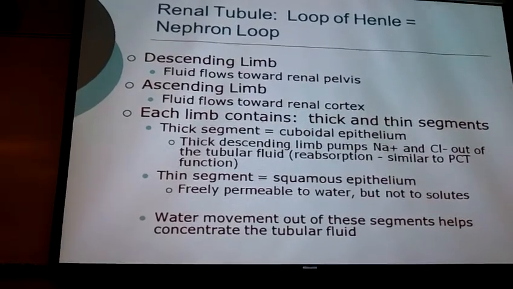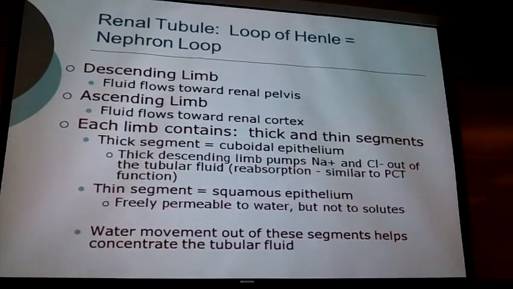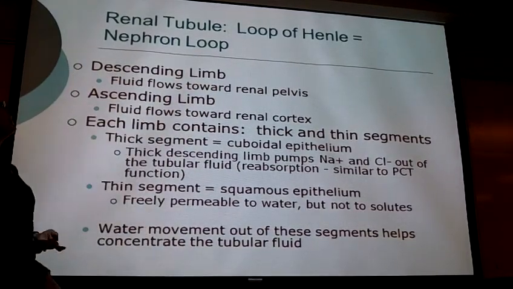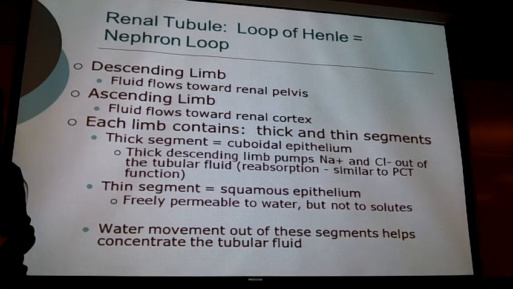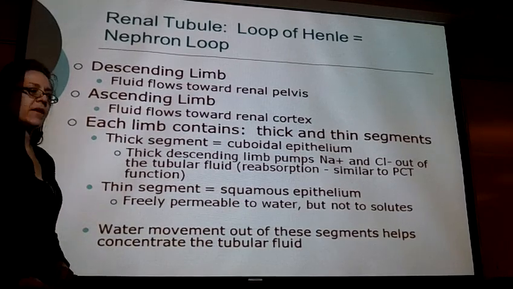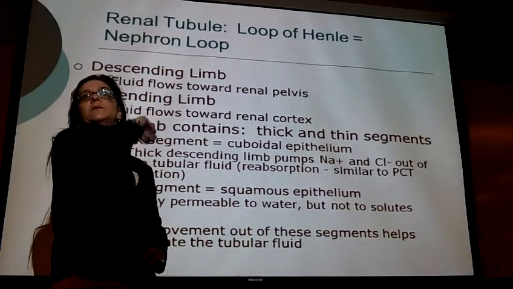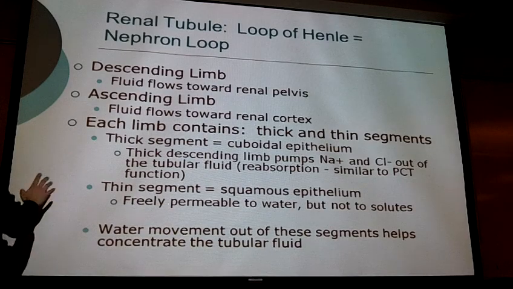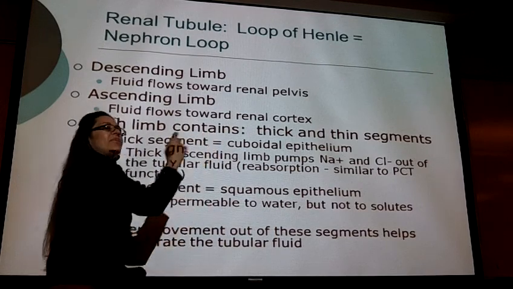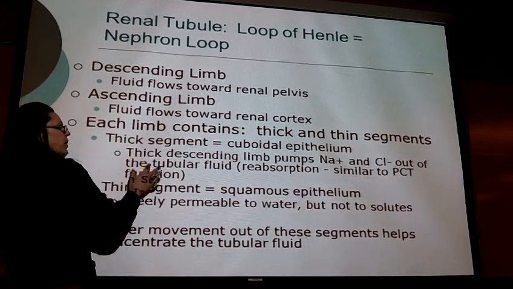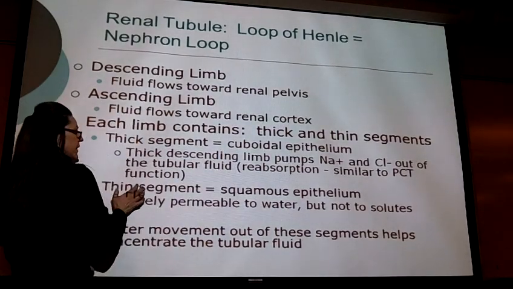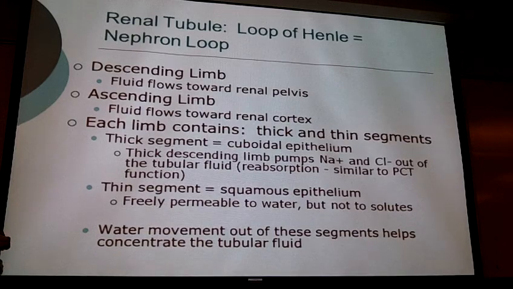Okay, then we're going to go into the loop of Henle, and we're going to see that the loop of Henle has a descending limb. So as it's descending, the fluid is moving towards the renal pelvis, and then it's going to go into the ascending limb, and that fluid's going to be moving up towards the cortex again. Now, we're going to see that each of these limbs is going to contain a thick segment and a thin segment. And those segments will have a different type of epithelia. The thick will have a cuboidal epithelia. The thin segment will have a squamous epithelia.